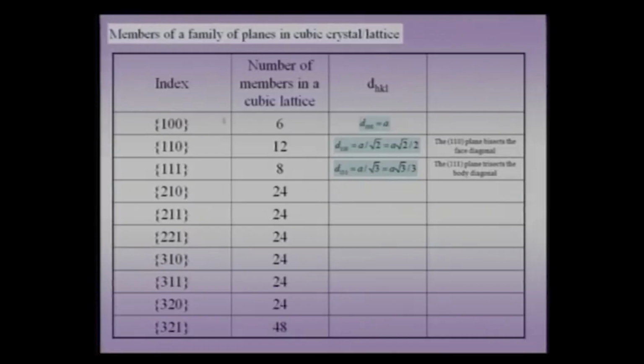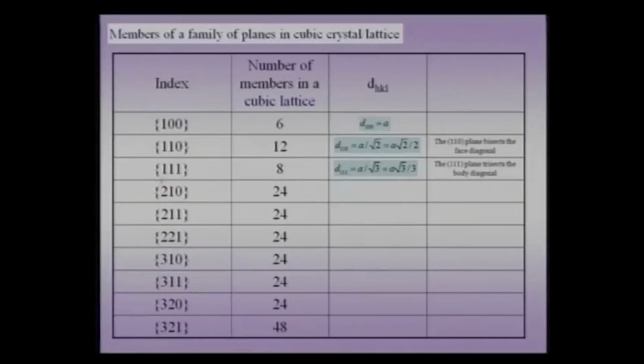The 100 has 6 members, which nothing but forms the faces of the cube. It is the simplest. Okay. The 110 has 12 members, and we can see that the 110 plane actually bisects the face diagonal. The 111 has 8 members, and the 111 planes actually trisect the body diagonal.